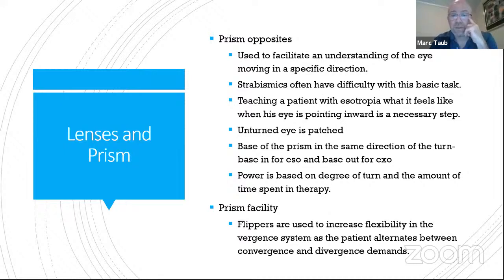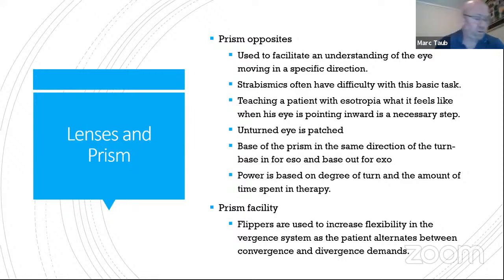So for the esotrope, you're going to use base in, and you're going to send their eye or push their eye all the way out. So they have an understanding and a feeling of what their eye is when it's doing that. For exotropes, base out sends them in. Again, just a feeling of what their eye is supposed to be doing. The power depends on the degree of the turn. Obviously, you need a higher prism with a 30 diopter eso than a 10 diopter eso.